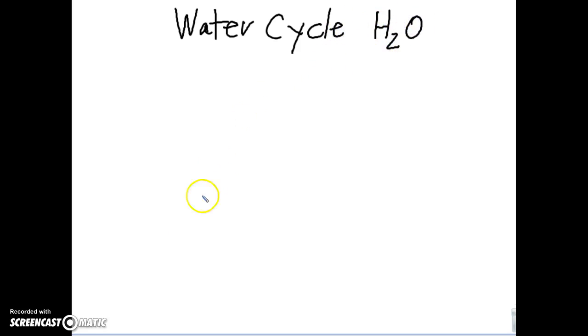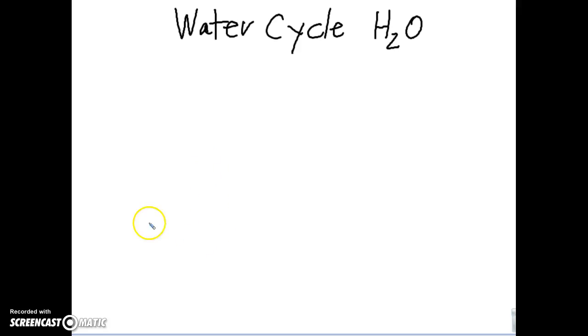So just a quick review of the water cycle. This should be something that you already know quite well. I want to make sure that you are able to distinguish the features of the water cycle. Don't forget, water is made up of 2 hydrogens and 1 oxygen.